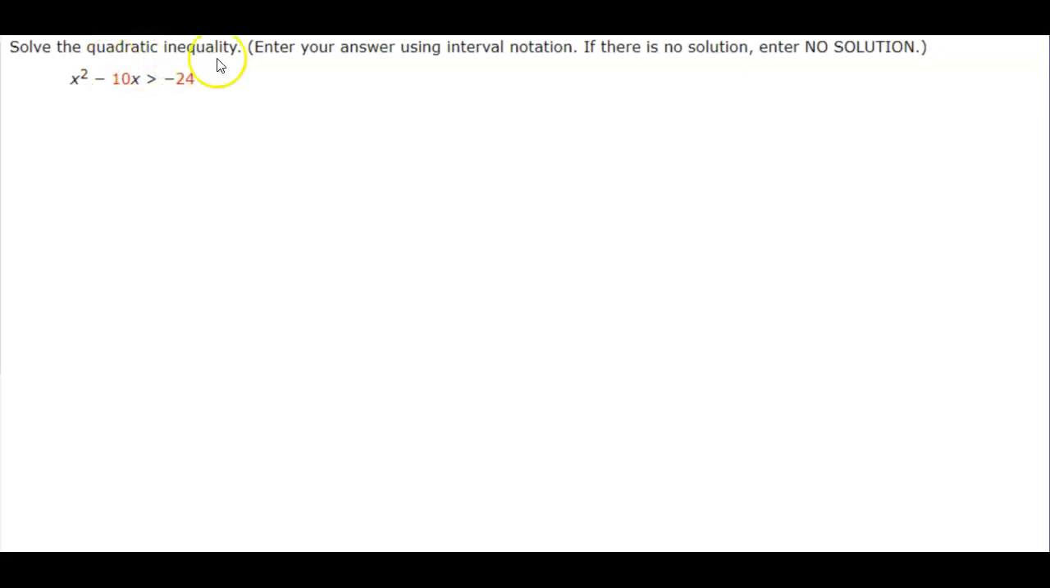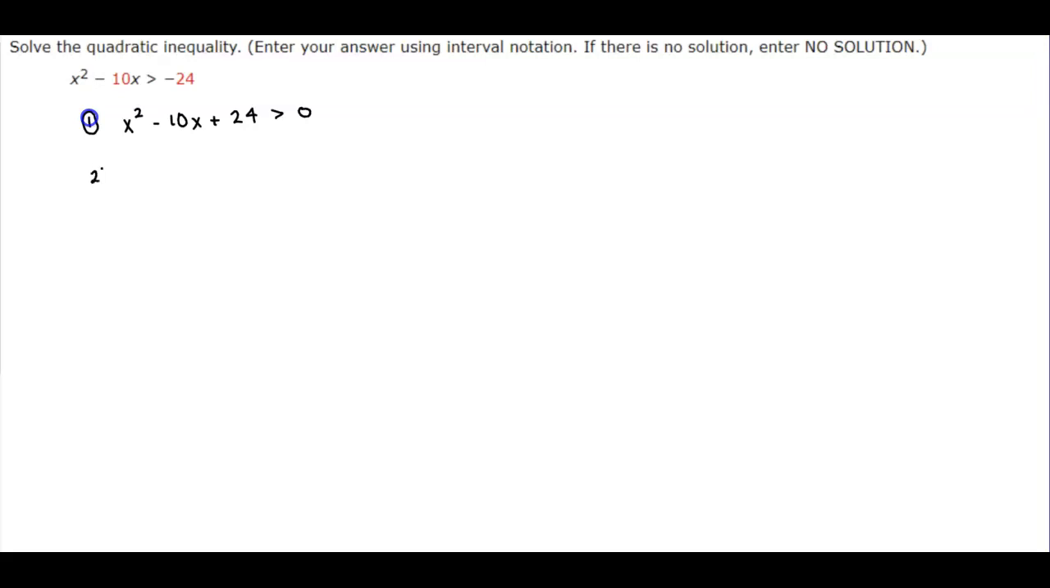Solve the quadratic inequality. Enter your answer using interval notation, and if there's no solution, then enter no solution. Here we have the quadratic inequality where x squared minus 10x is greater than negative 24. So the first thing we're going to do is add 24 to the left side of the inequality. So we get x squared minus 10x plus 24, and that's greater than 0.